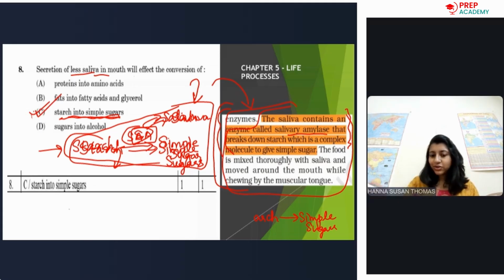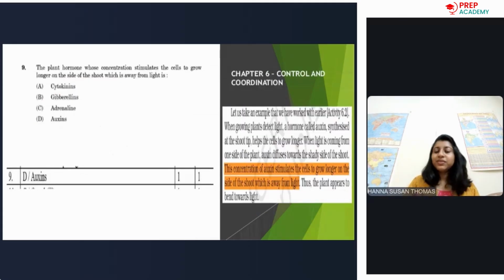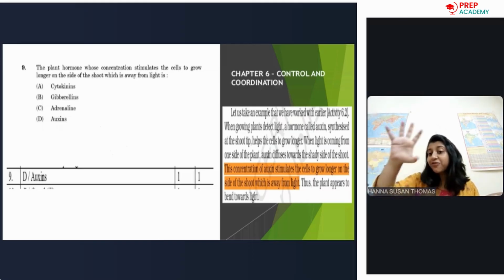Right. So let's move on to the second question. The second question has been taken from the chapter Control and Coordination, as you can see from the slide itself. So whenever you read a question, you have to think, okay, in which chapter does this particular question belong? You have to properly fix that. If you properly fix that question under the chapter you have studied, then it will be easy for you to recollect all that information, right?